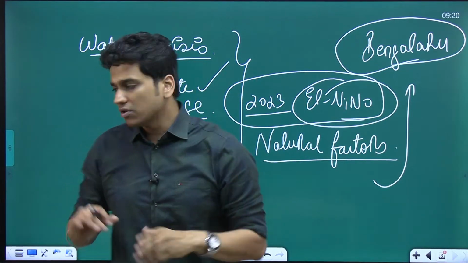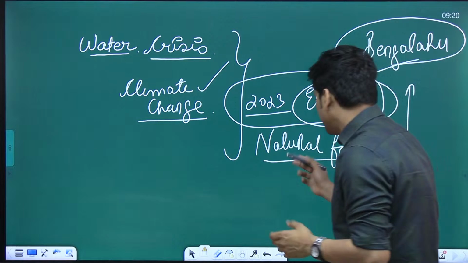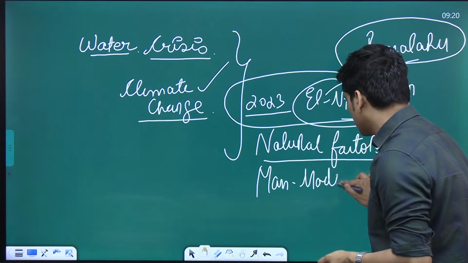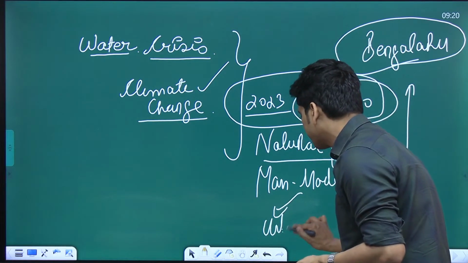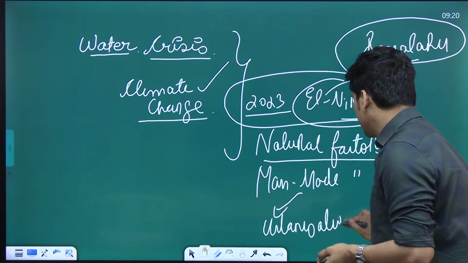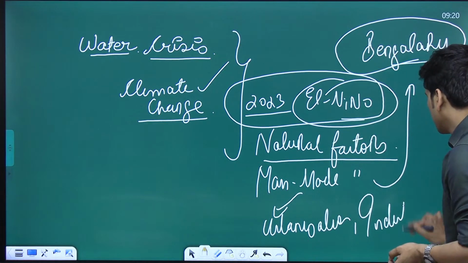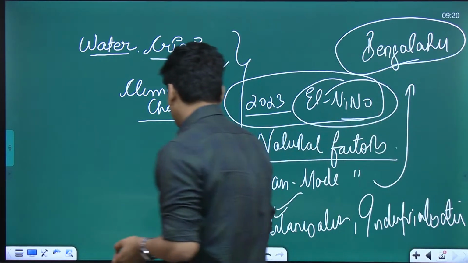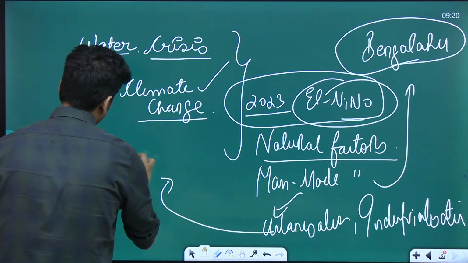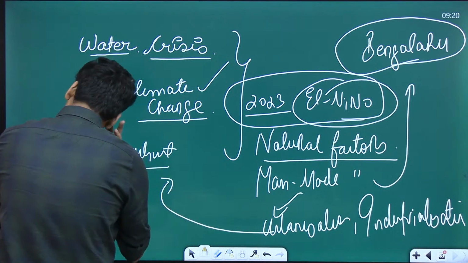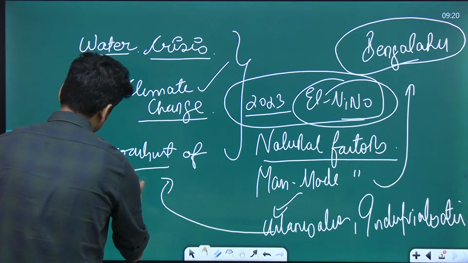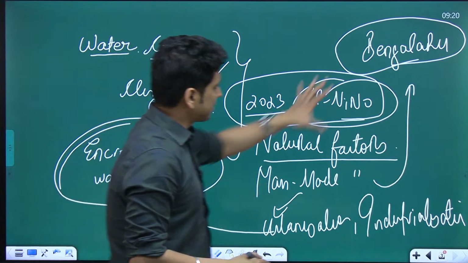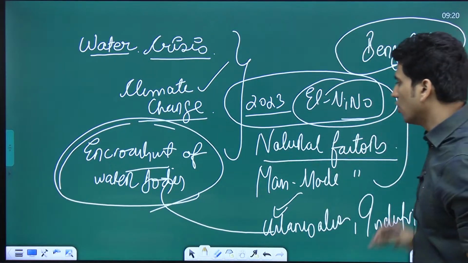So I can say another factor: there can be natural factors, and along with that there can be man-made factors, which we can write like urbanization and industrialization. Urbanization and industrialization lead to encroachment of water bodies that creates shortage of water, and you can cite the classic example of Bengaluru in this whole situation.